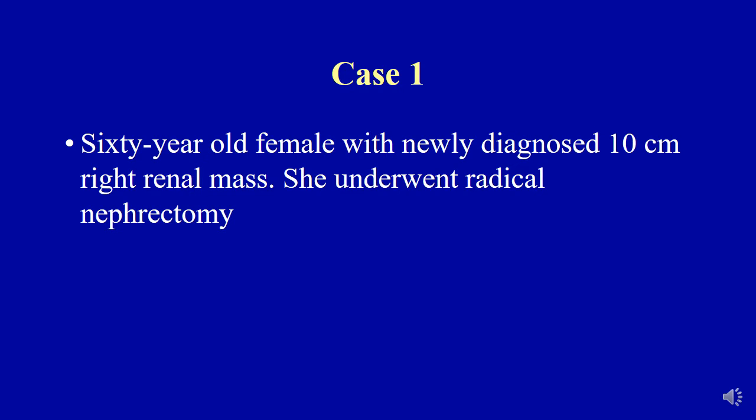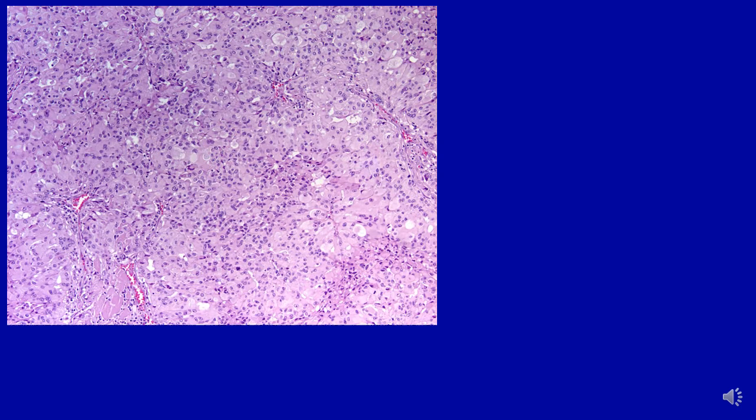So let us review a few cases. A 60-year-old female with a newly diagnosed 10 centimeter right renal mass. She underwent radical nephrectomy. And this was a quite poorly differentiated, high-grade tumor as well. You can see here that this tumor doesn't really look clear. It shows a lot more granular eosinophilic cytoplasm and also is quite high-grade.